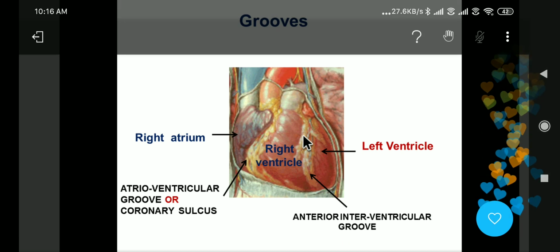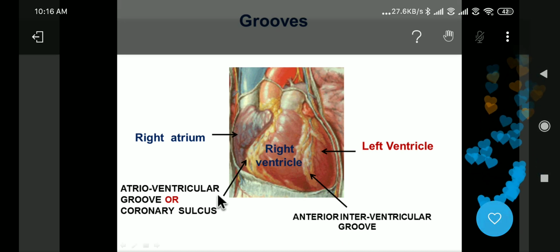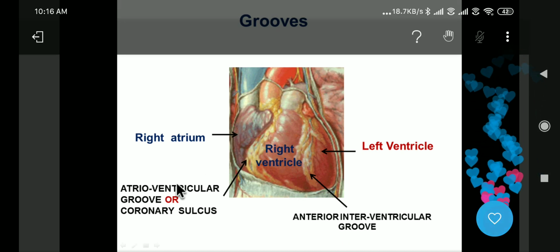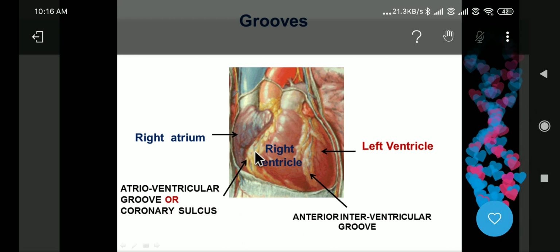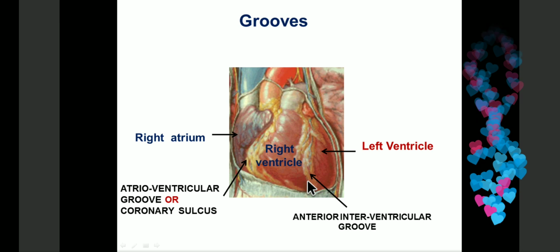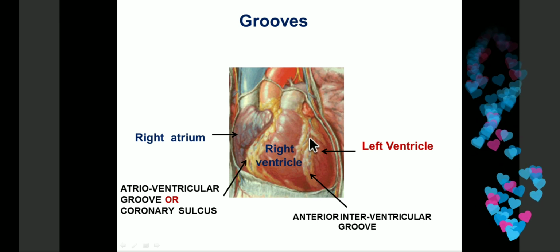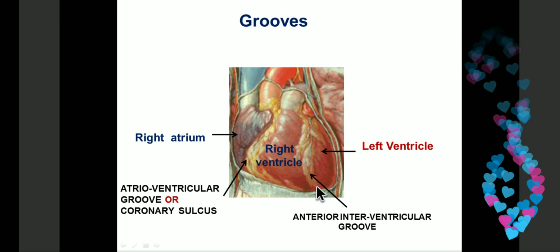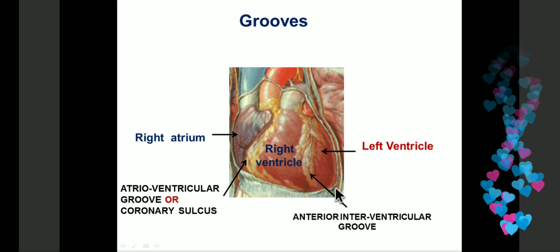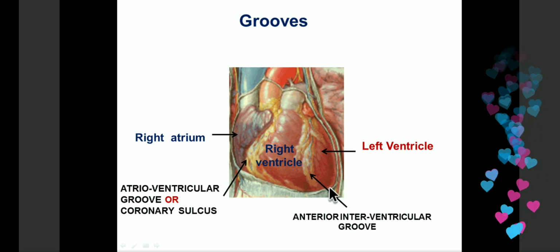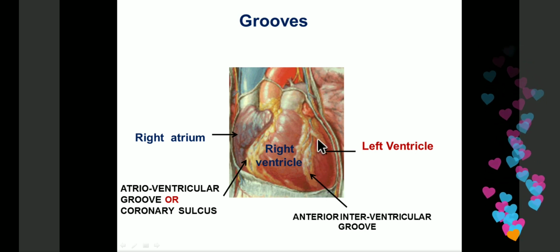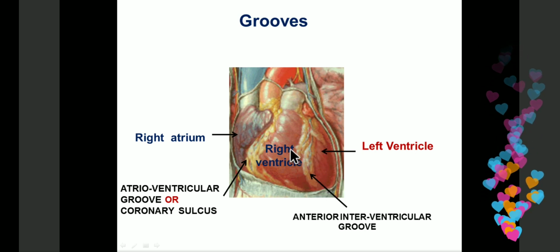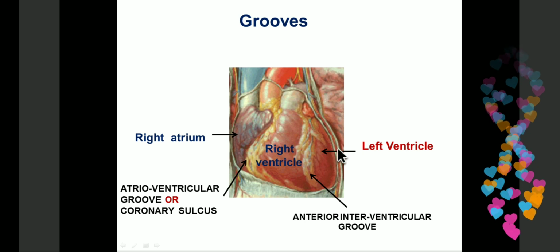Now we had identified the grooves on the anterior surface, the sternocostal surface: the atrioventricular groove or the coronary sulcus, and one more groove, the anterior interventricular groove, just to the right, 3 to 4 centimeters to the right of the apex of the heart. This demarcates the boundary between the two ventricles.